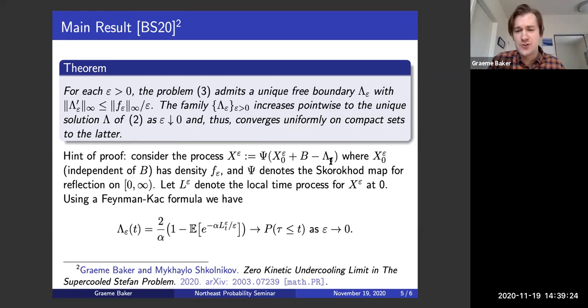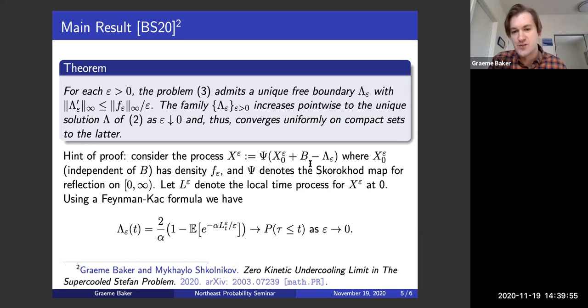Just like with the x's and lambdas from the probabilistic formulation, now we're going to have an x epsilon. And so what do we do? We're looking at the same process. Here, because of the regularization, we don't need an x0 minus, things trying to be continuous. But we look at this Brownian motion, start at the distribution of the negative temperature, and we're subtracting off our boundary.